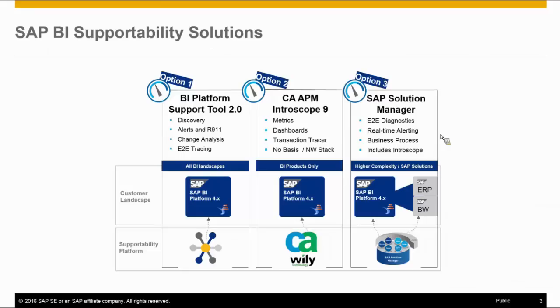Also, change analysis is a big part of our troubleshooting, and we'll talk about that in a bit, and also end-to-end tracing. So the middle solution, CA-APM Introscope, formerly known as Wiley Introscope, is another solution that's kind of a byproduct of the SAP Solution Manager. And in the past few years, we've had a solution where you could stand up Introscope server for metrics and monitoring and deeper root cause analysis.